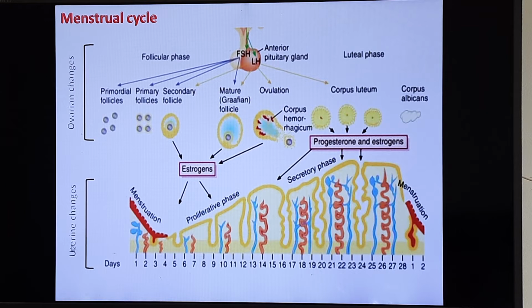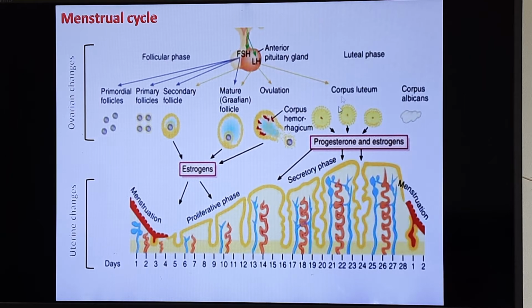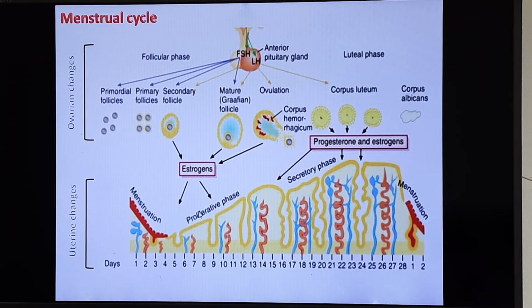At this time, what changes occur in the uterus? In the uterus, only the endometrium degenerates and is removed. This is the menstrual phase. After this menstrual phase, the next phase is the proliferative phase. This is the proliferative phase.